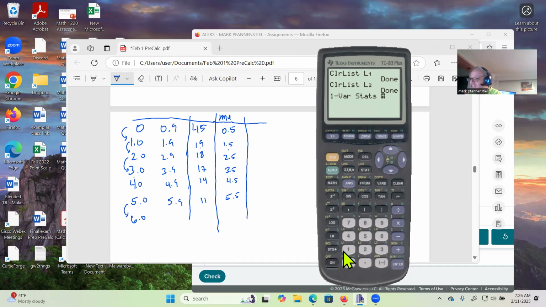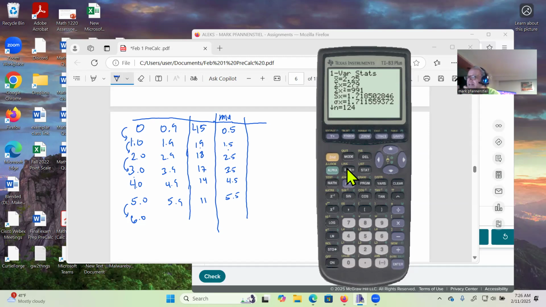Now, on your TI-84, it's going to ask where your data is. I press second function, list one, comma, and on the TI-84 you'll see a frequency right underneath this. The frequencies are in list two, so we're going to type in list two for that one. And then we press enter. And then look at this.